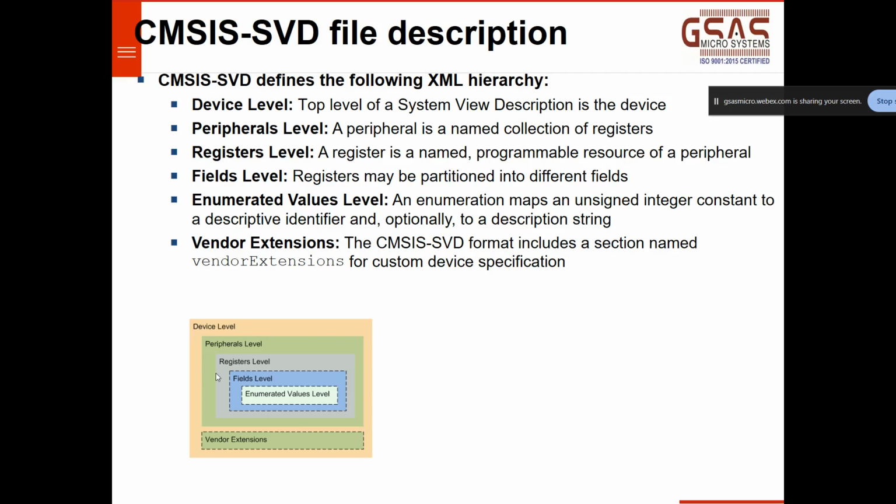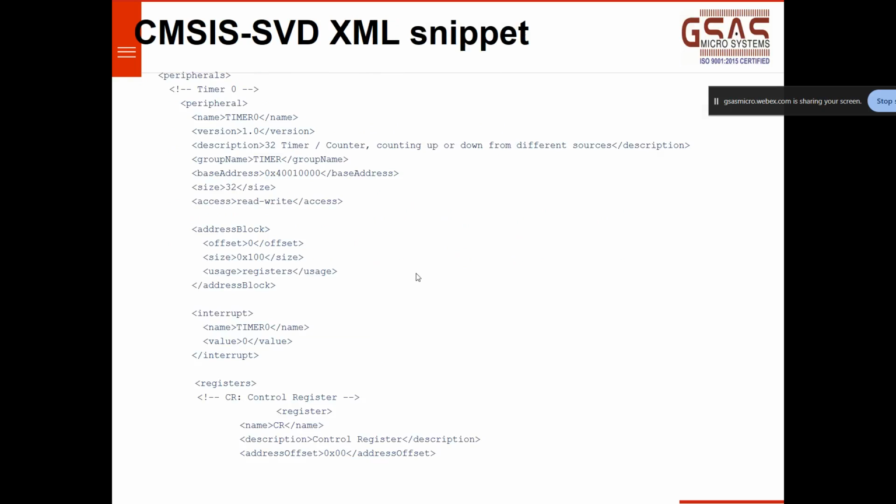And you have vendor extensions, for any custom device specification; the vendor can implement any customized extension. This is how the SVD file is depicted in the XML hierarchy. This is a CMSIS snippet, how you see it when you open any SVD file. For example, here they have considered timer 0.